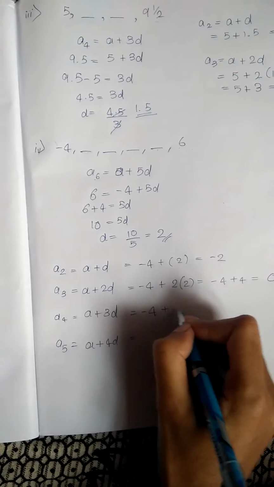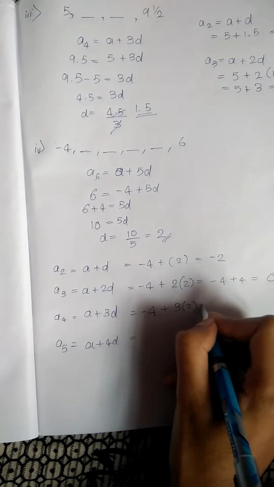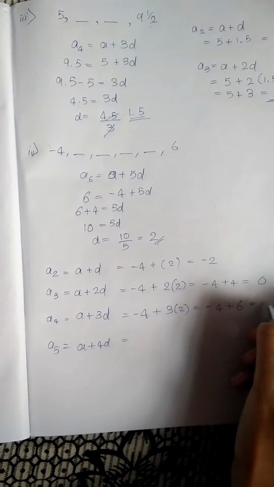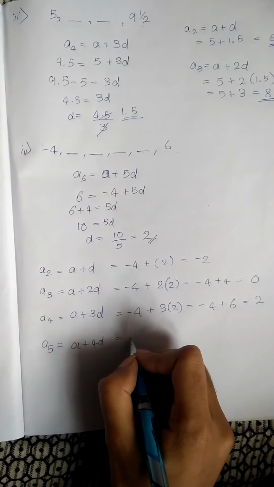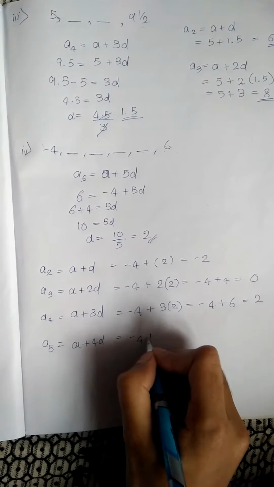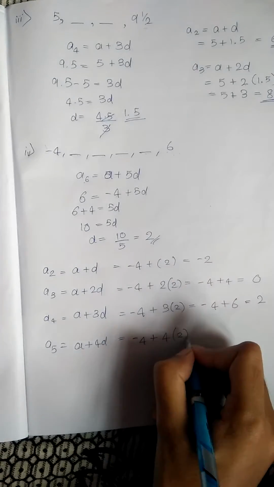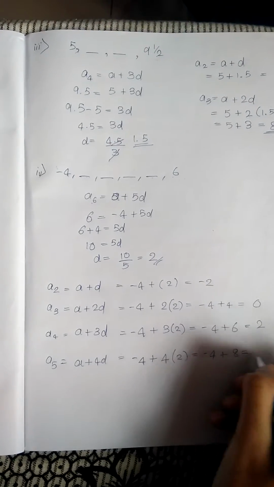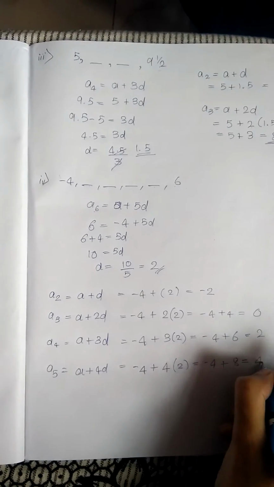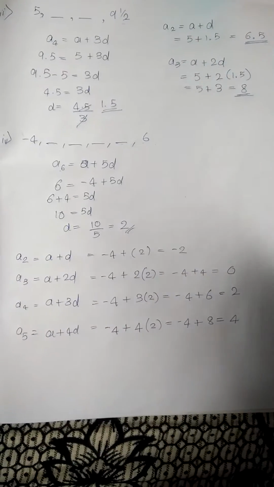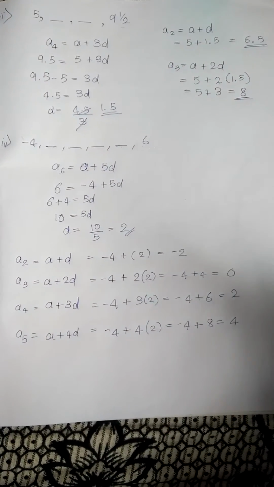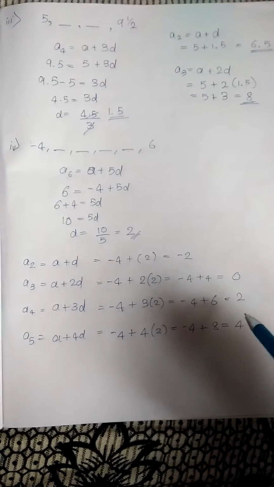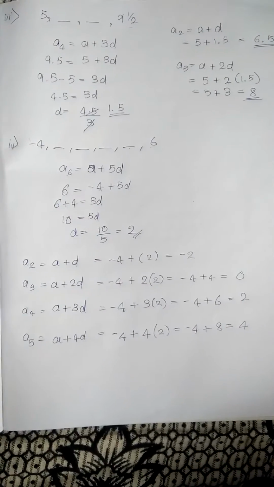Fourth term, minus 4 plus 3 times the common difference. Minus 4 plus 3 2s are 6, so 6 minus 4 is 2. Fifth term is minus 4 plus 4 times the common difference. Minus 4 plus 4 2s are 8, 8 minus 4 gives me 4. So I found the terms between minus 4 and 6, that is minus 2, 0, 2 and 4.